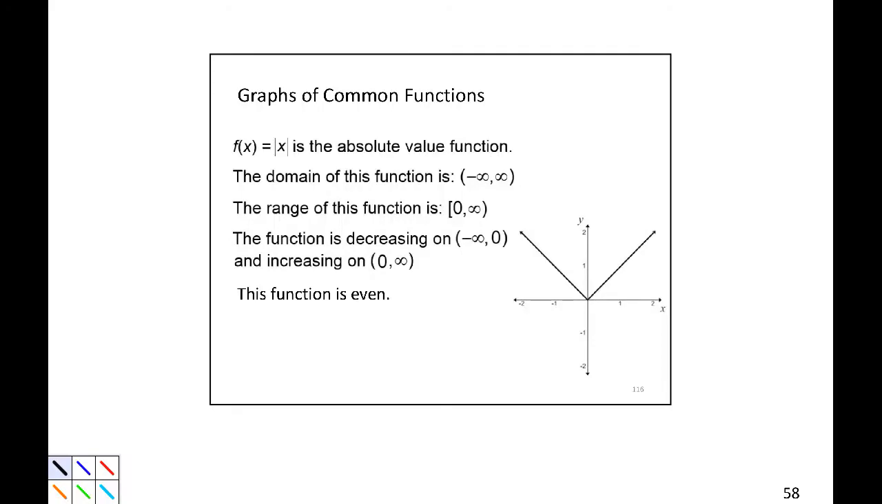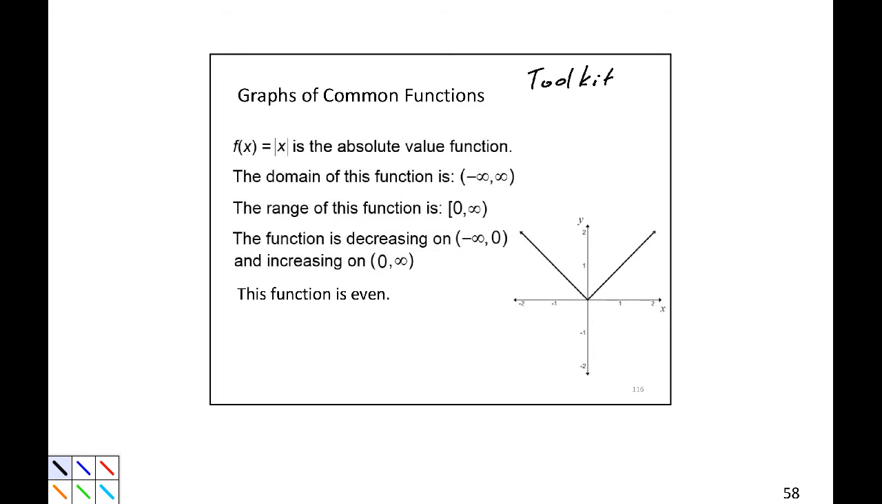First of the 6 common function types we're going to look at is the absolute value function. f(x) equals the absolute value, indicated by these vertical bars, of x, is the absolute value function. Now, I like to also call these toolkit functions. So if you hear me say toolkit functions, that's what I mean.